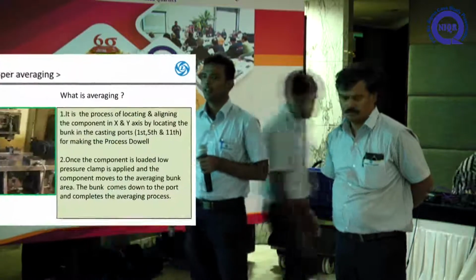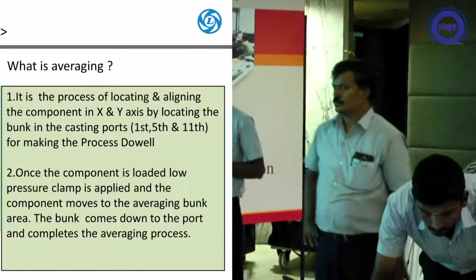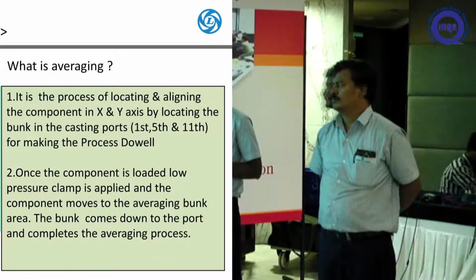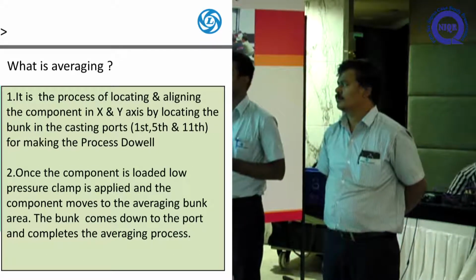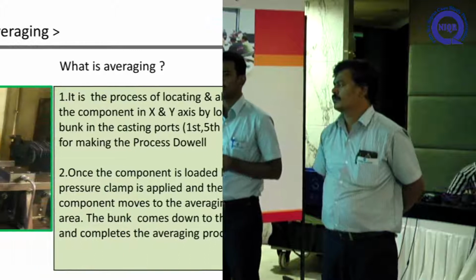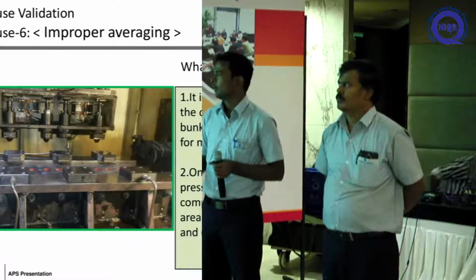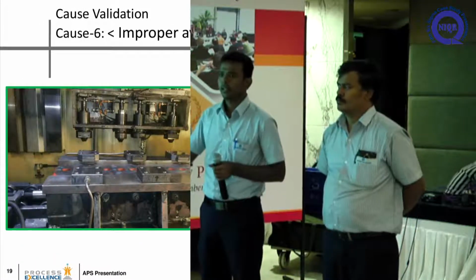Then improper averaging. What is averaging? Averaging is the locating and aligning of the component inside the machine. After the double hole drilling, all the machines take the double hole as a reference point, but during the double hole drilling, the component orientation is ensured by arresting the component in the X and Y axes by locating the conical port inside the casting port. This is called averaging.